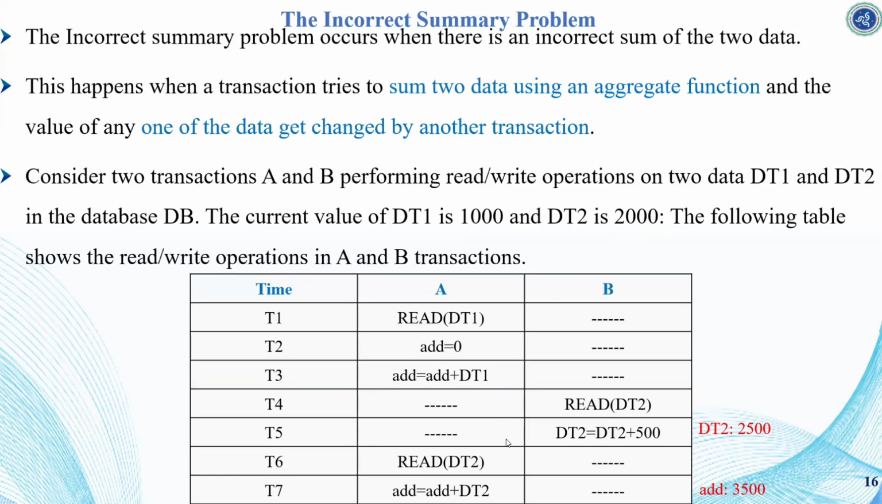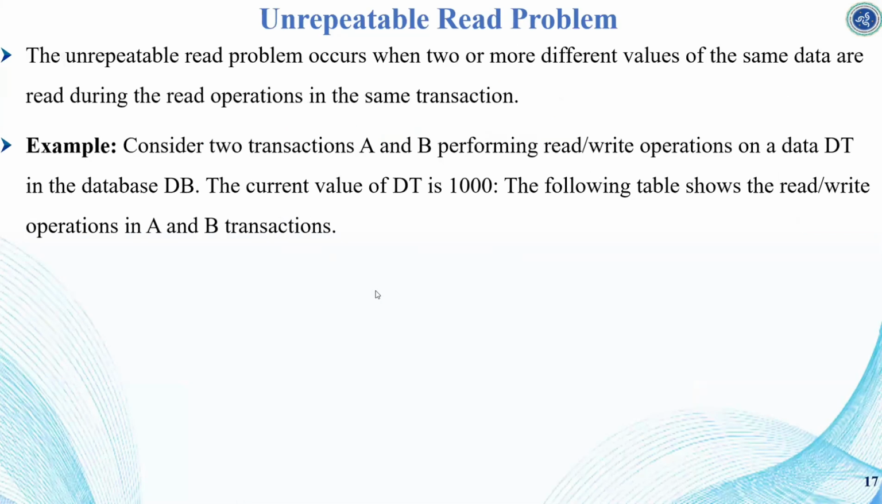But during this transaction, some other transaction came into place and updated the variable. അപ്പം അങ്ങനെ അപ്ഡേറ്റ് ചെയ്തതിന് വാല്യൂ മാറി. So the sum has become 3500 instead of 3000. That is an error. This happens when a transaction tries to sum two data using an aggregate function and the value of one of the data gets changed by some other transaction. വേറെ ഒരു ട്രാൻസാക്ഷൻ ഉപയോഗിച്ച് നമ്മൾ ആഡ് ചെയ്യാൻ ഉദ്ദേശിക്കുന്ന ഡാറ്റ ചേഞ്ച് ചെയ്യും. That is the incorrect summary problem.